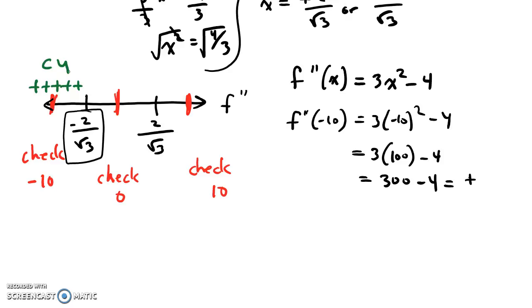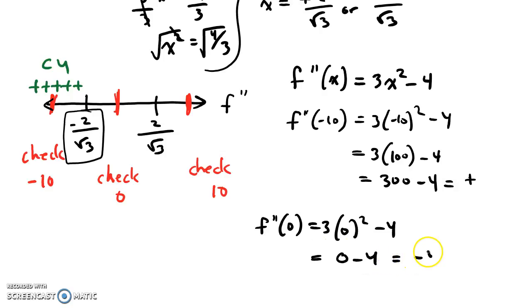I'm going to check 0 now. So using the second derivative, I'm using 3 times 0 squared minus 4. I'm trying to find out if it's positive or negative. So 0 times 0 is 0, 0 times 3 is 0, 0 minus 4 is negative 4. So here I get a negative answer. So in this region, the answer is negative, so that means concave down.